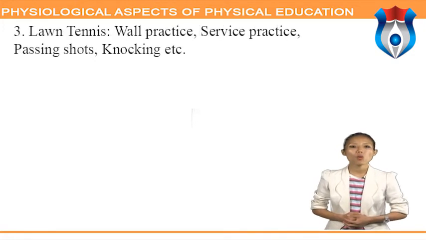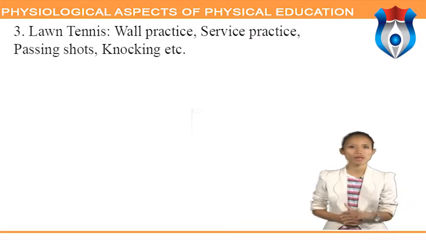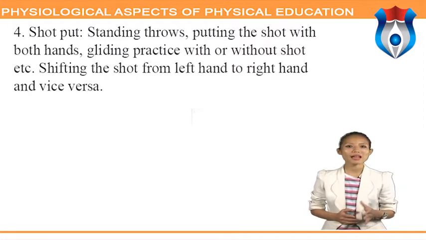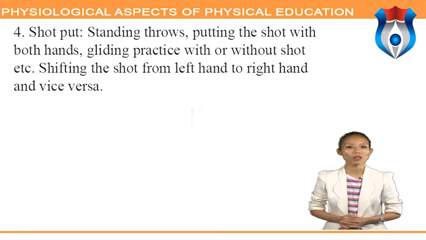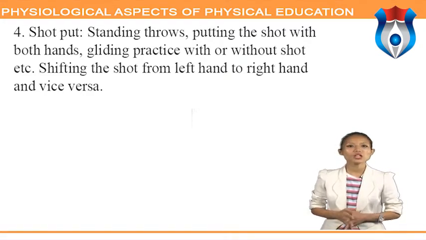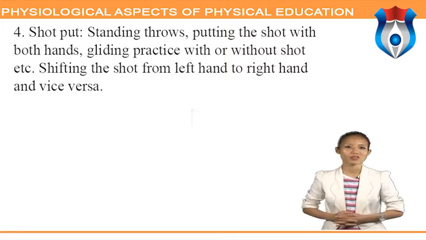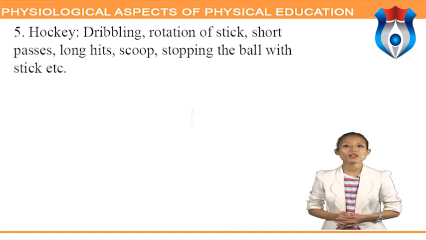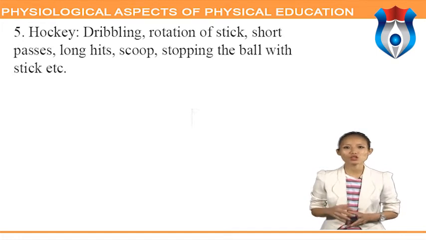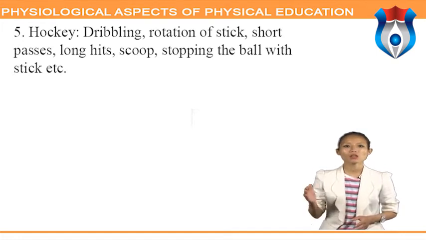Lawn tennis: wall practice, service practice, passing shot, knocking, etc. Shot put: standing throws, putting the shot with both hands, gliding practice with or without shot, etc. Shifting the shot from left hand to right hand and vice versa. Hockey: dribbling, rotation of stick, short passes, long hits, scoop, stopping the ball with stick, etc.